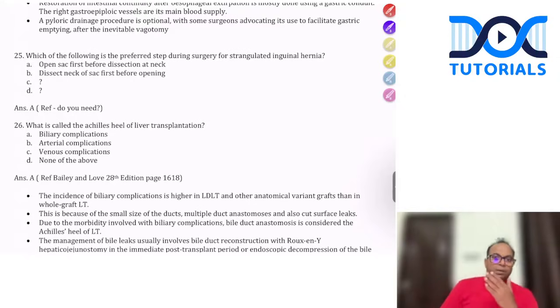Which of the following is a preferred step during surgery for a strangulated hernia? See, the question is asking about strangulated.